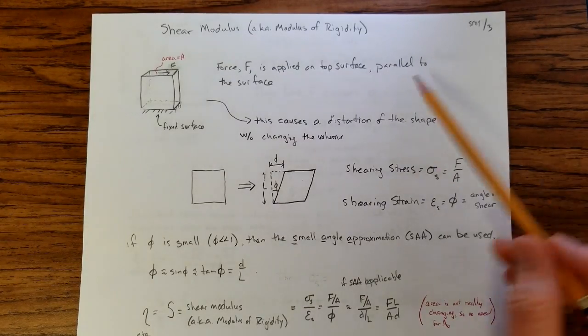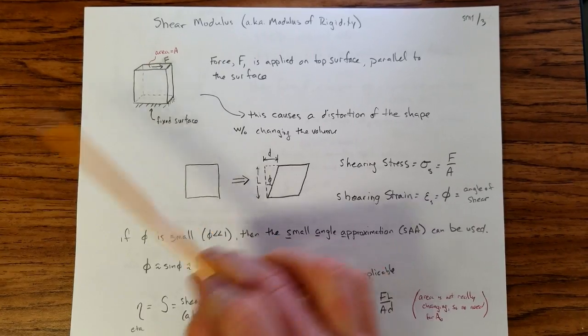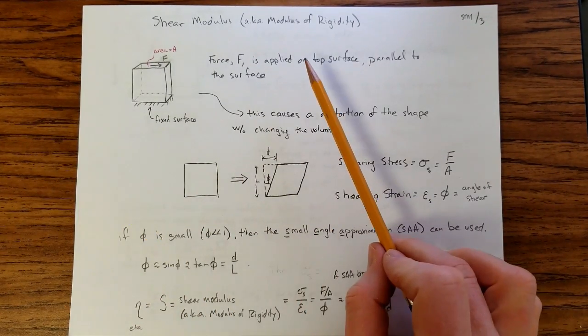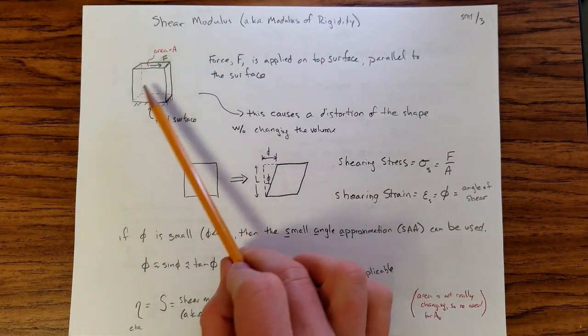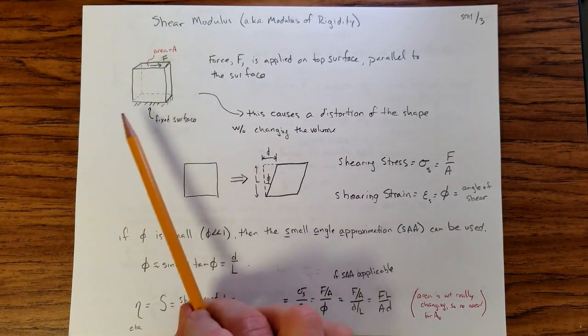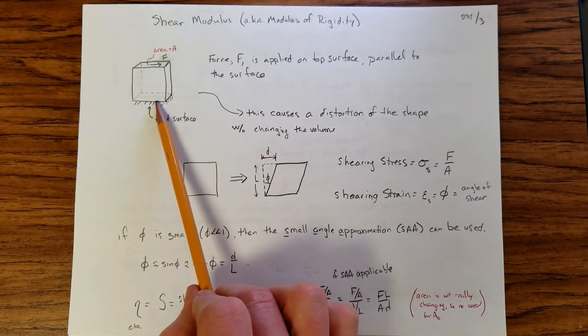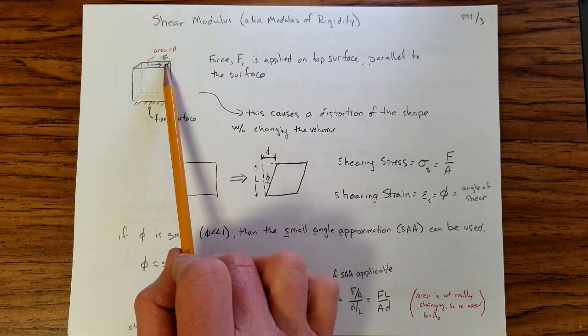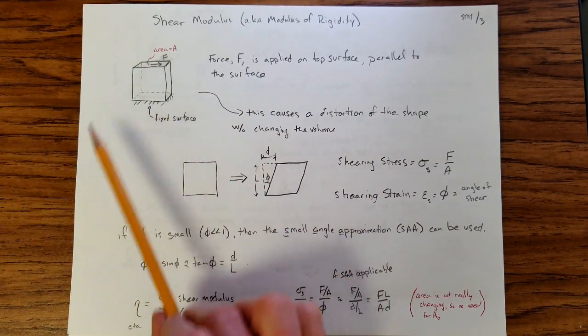Let's talk about the shear modulus, also known as the modulus of rigidity. Flashback to Young's modulus, also known as the modulus of elasticity; shear modulus, modulus of rigidity. If I have a surface here, a good way of picturing it is that the bottom surface is fixed, so it's not going to move, and you apply a force across this top area that is parallel to that surface.